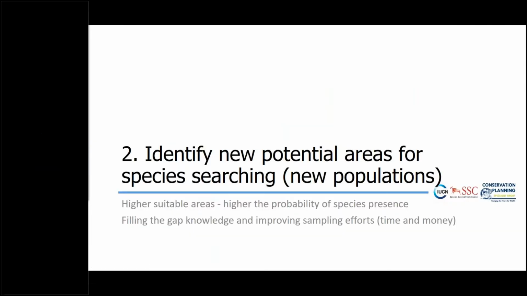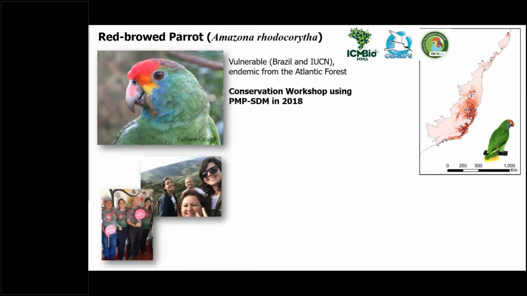So the second purpose is to use the SDM to identify new potential areas for species searching, so as to find new populations. For that, we assume that the probability of the species being present is associated with suitability. So the higher the probability of the species presence, the higher the suitable areas where we can find it. This information helps us fill in knowledge gaps and improve sampling efforts, such as time and money. And I have 2 examples.